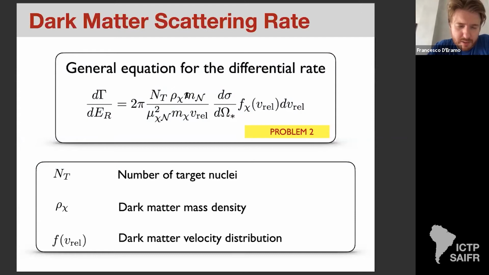Just to introduce something that perhaps was not introduced, N_T is the number of targets, rho chi is the local dark matter density, and the velocity distribution of the dark matter is this f chi. Sorry, here is f chi, they are the same. And the dσ/dΩ* is the differential cross-section, differential in the solid angle, and Ω* is the solid angle in the center of mass frame, okay? So that's what I mean by this.